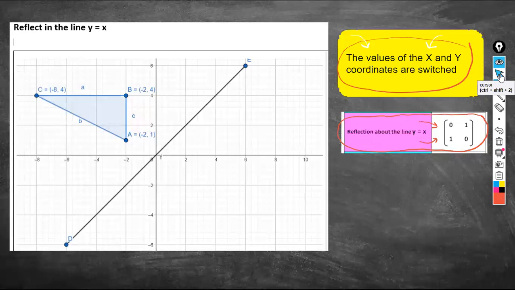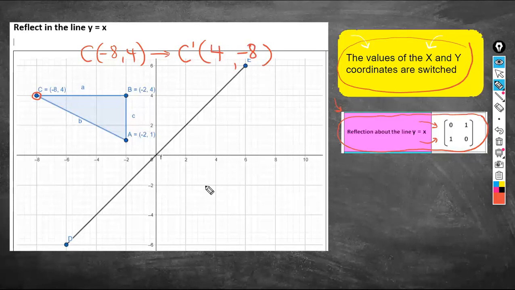So I'm just going to do one for you, just to refresh your memory. Let's say the examiner or your teacher says, hey, you have to use that matrix. Let's do point C. Remember the answer for point C using the shortcut method. Remember, C was minus 8, 4. When you reflect it in the line y equals x, the answer we got previously was 4, minus 8. We just switched the positions of x and y.